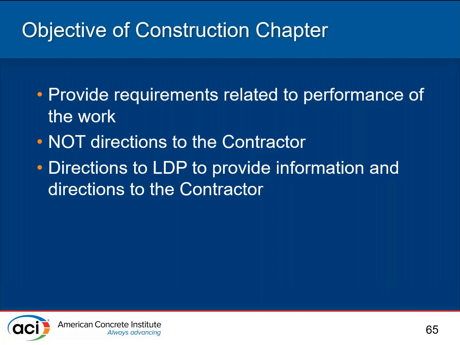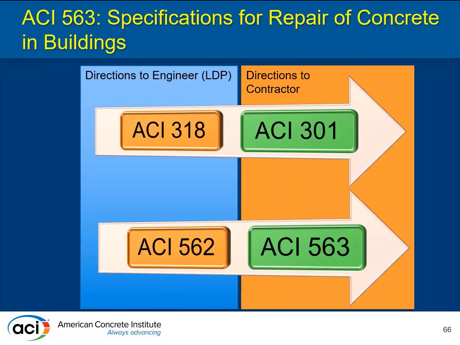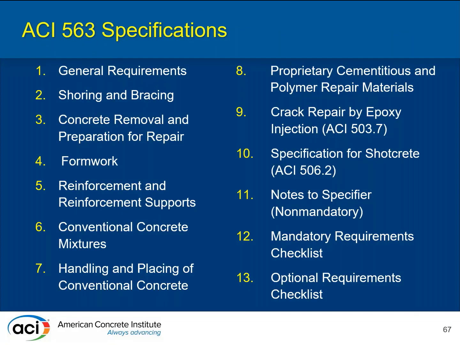Because in the ACI world, and really the way it should be done, codes are directions to the engineer. There are other documents that provide directions to the contractor. If you're familiar with 318, it gives directions to the engineer, the licensed design professional, but there's a companion document, 301, that provides directions to the contractor. Similarly, for 562, there's a companion document, 563, that gives directions to the contractor. And 563 is a set of specifications for repair programs.